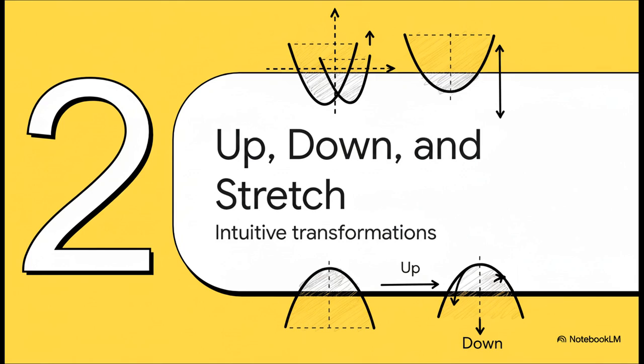Okay, we've got our parent parabola. Now, let's start messing with it. We're going to look at changes that happen outside the function. These are the ones that affect the graph vertically. And the great news is they work exactly the way you'd think they would.